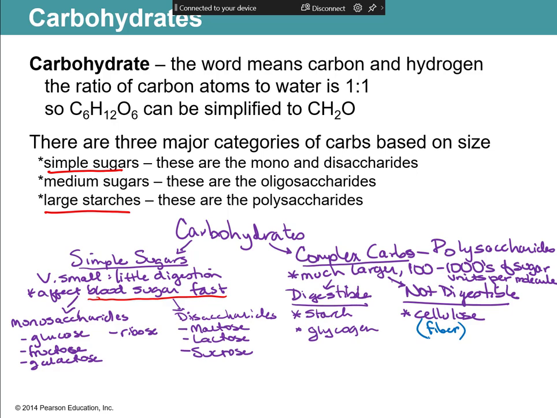But that's kind of like when you think about carbohydrates, automatically split them into the little sugars that are sweet and don't require much digestion, and the huge molecules, the polysaccharides, that if they're digestible, are going to take a while to digest. So we're going to kind of talk about all of these. And there are topics in this.